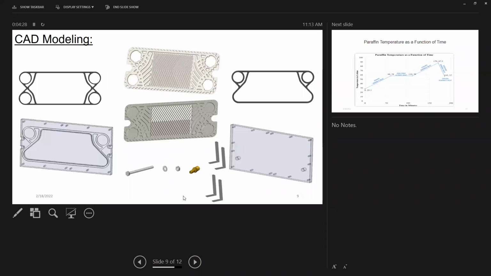That's the CAD modeling, which we use. As I said, we use the blades, plexiglass, and we use the gasket to prevent our model and unit from leaking.